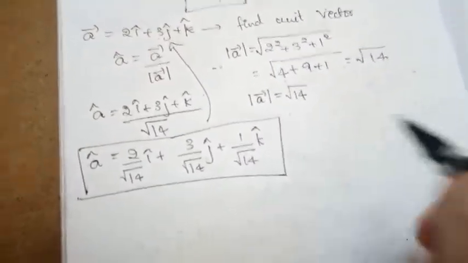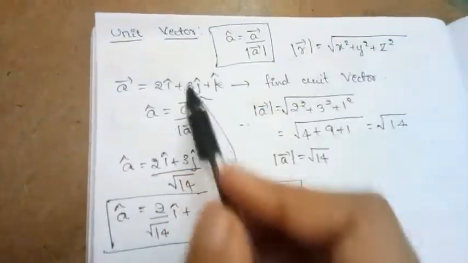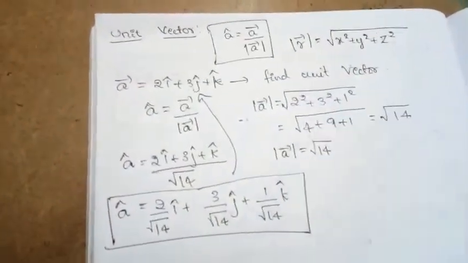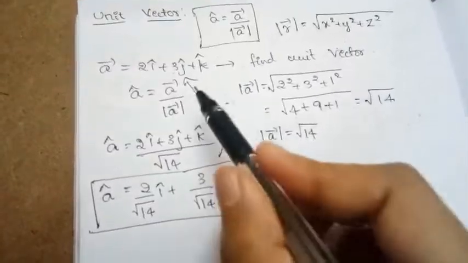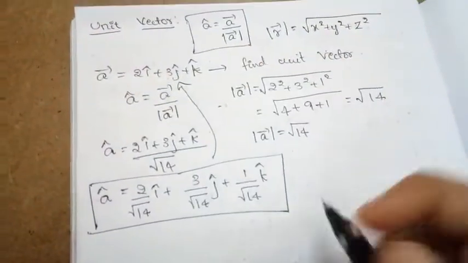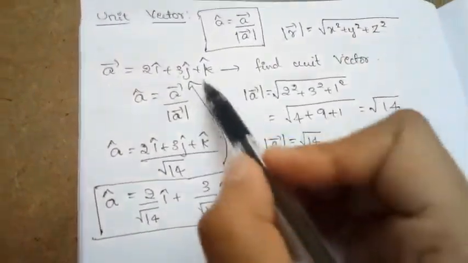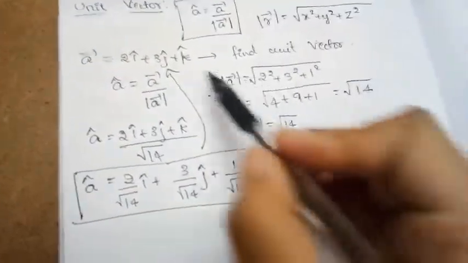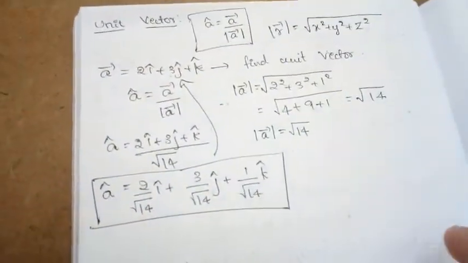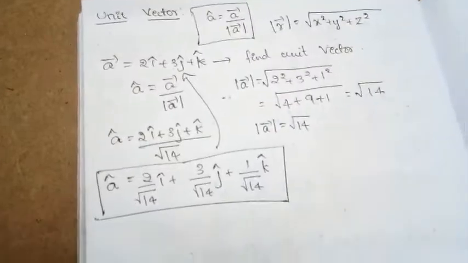This is one of the concepts. As I said, I am going to clear all the things which I have covered till now after completion of the concept of the component of a vector. So the unit vector concept is like this. If they have given any vector, this is how we are going to find the unit vector.